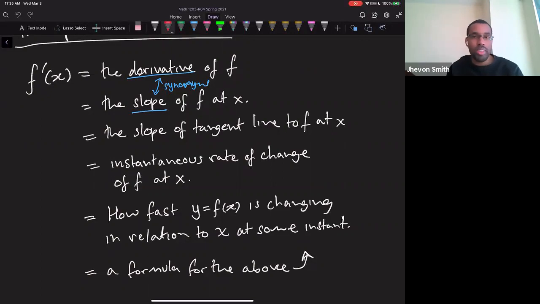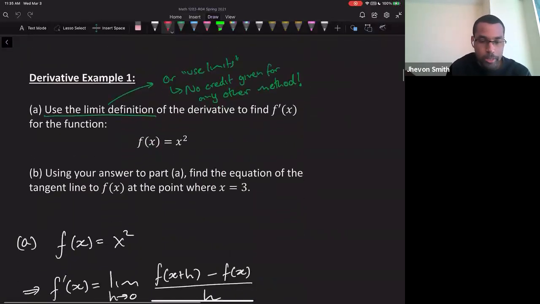It also gives you the slope of the tangent line at a point, the instantaneous rate of change at a point, how fast the y value is changing in relation to the x value, or more generally, how fast the output is changing in relation to the input. And it gives you a formula for figuring out all of the above.